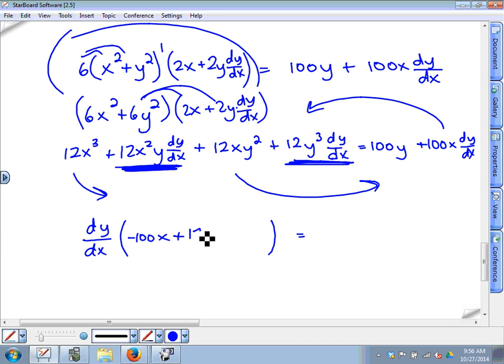Then 12x squared y, plus 12y cubed. And then on the other side, we're going to have 100y minus 12x to the third minus 12xy squared.